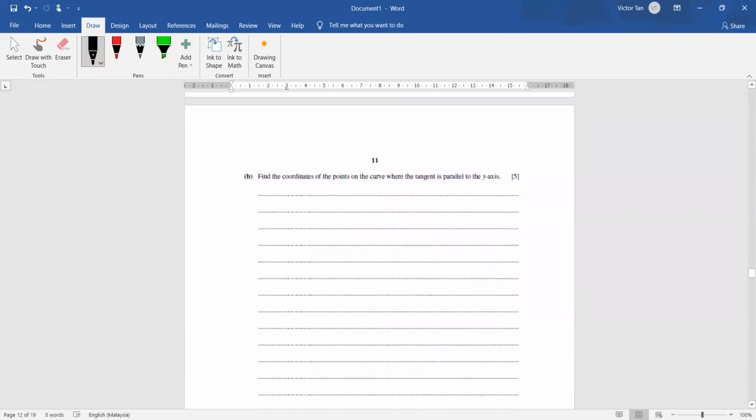Find the coordinates of the points in the curve where the tangent is parallel to the y-axis.